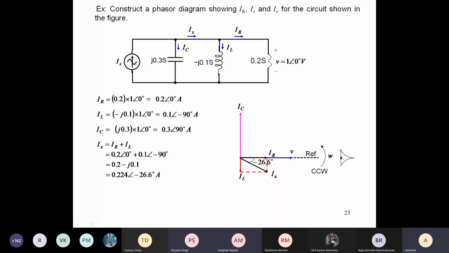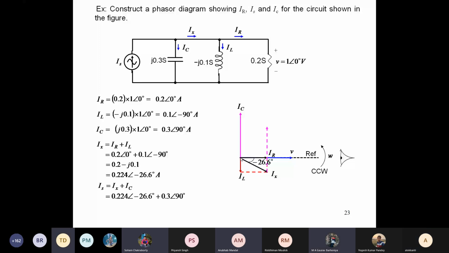So IX is the resultant of IC, IL, and IR. If you put IC at the tip of IX and then join with the origin, that is the resultant. Yes, sir, but this will be slightly wrong, because IX is an approximation. Instead, we can use IR plus IL plus IC. Why is IX an approximation? Because 26.6 degree is not exactly 26.6.